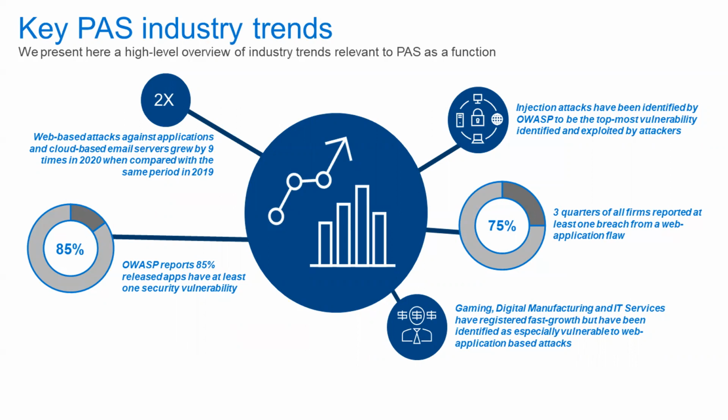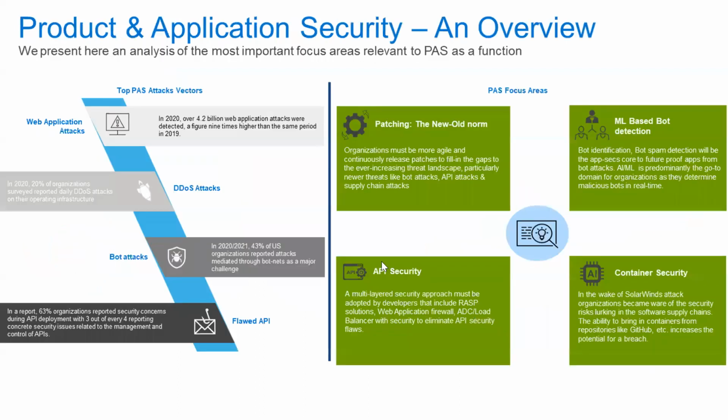OWASP will report about 85% of released apps tend to have at least one security vulnerability. And this affects all industries, including gaming and digital manufacturing, as well as IT services. They all have fast growth, but they all are especially vulnerable to web application-based attacks. So we tend to see a lot of those type of attacks happening more than others anymore.